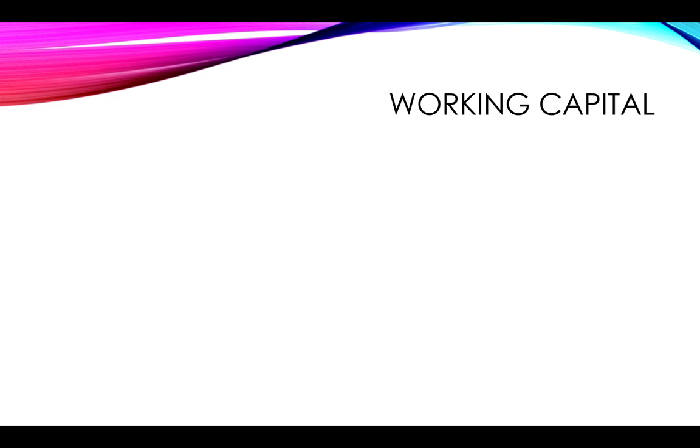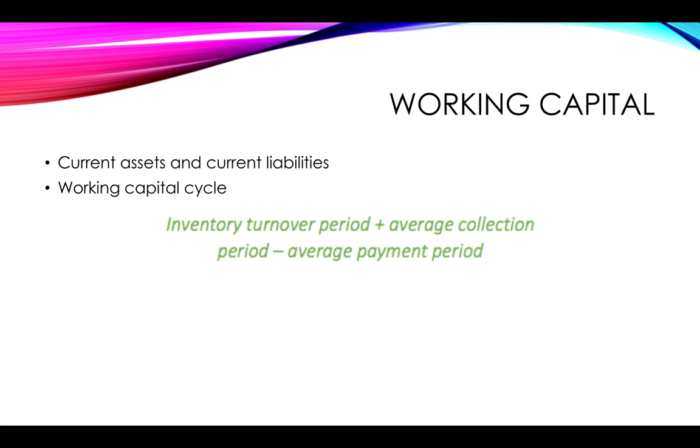Firstly, let's have a look at working capital. By working capital, we mean our current assets and current liabilities. The working capital cycle looks at the inventory turnover period as well as the average collection period less the average payment period. In other words, how long does it take your inventory to sell? Then, how long does it take your customers to pay you? And you compare this to the amount of time that you have to pay your suppliers.